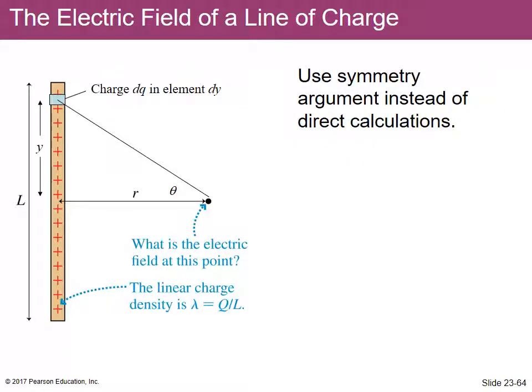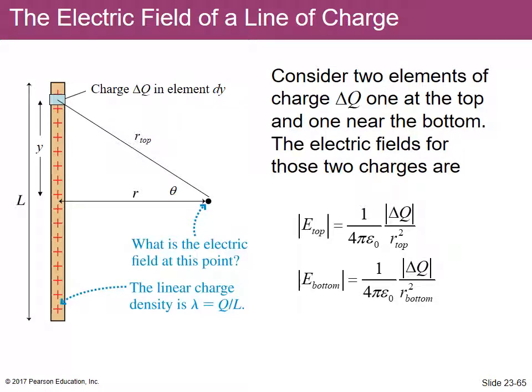We can use symmetry arguments instead of direct calculations. Consider two elements of charge delta Q, one at the top and one near the bottom. Only the top charge is shown. The magnitude of the electric fields for these two charges is given by Coulomb's law.